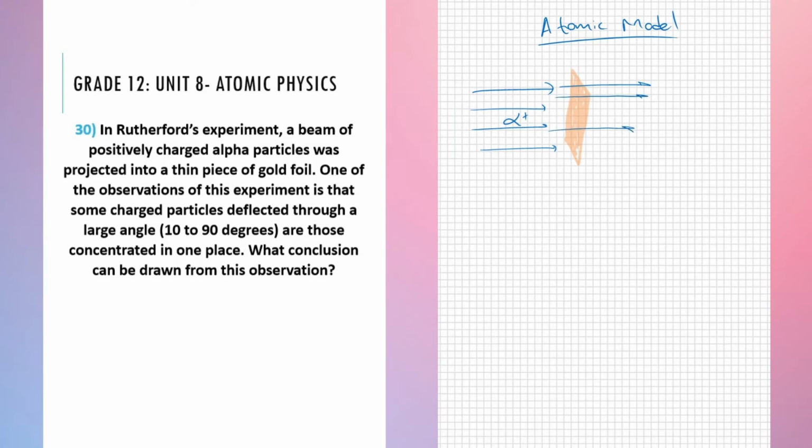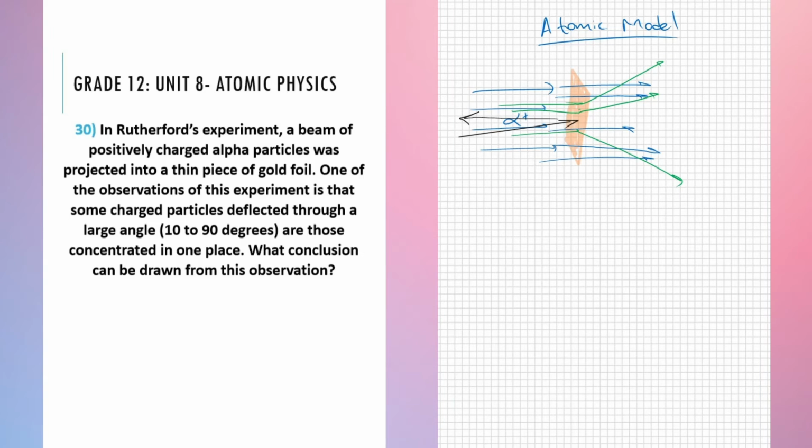A majority of them did actually go right through the golden foil. Then he saw that some others were deflected at a large angle. So they would come in and deflect off large angles like so. Then he observed that yet another set of alpha particles would go to the golden foil and in fact bounce right back off. So these are the three main observations he saw.